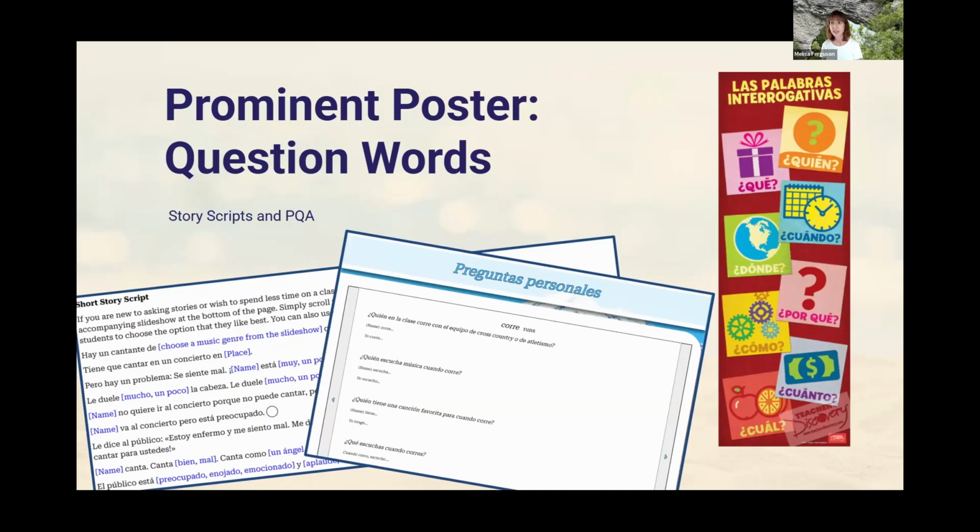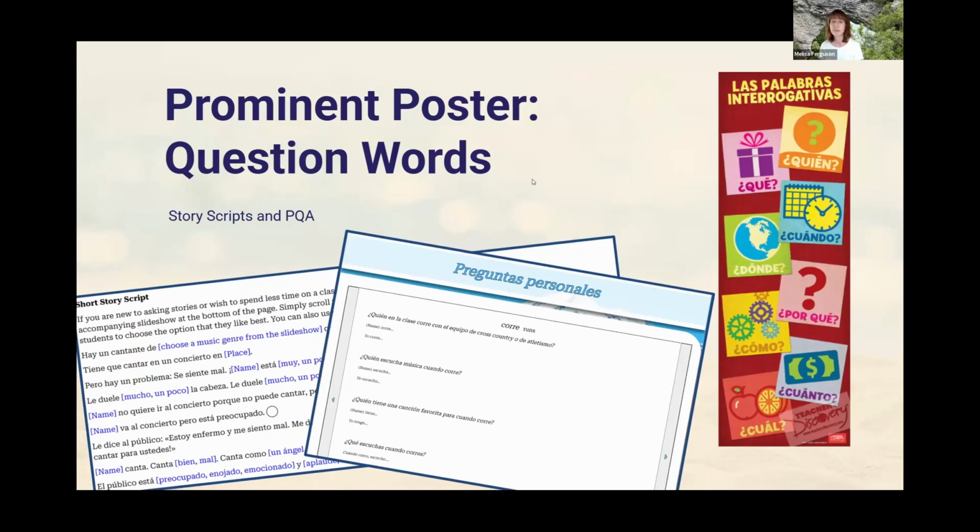So as you're asking your questions, and I have some examples here in Spanish, when you're asking a question that starts with quién, who, you want to go up to that poster and point to the word quién. They're going to see that picture and understand that you're asking who, and that's going to make them a lot more comfortable answering your question because they understand it more fully.